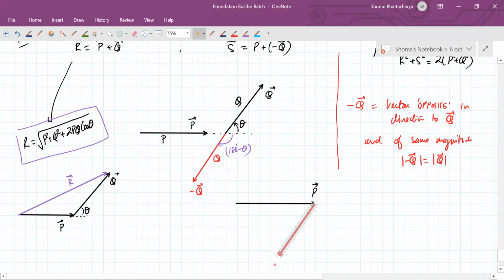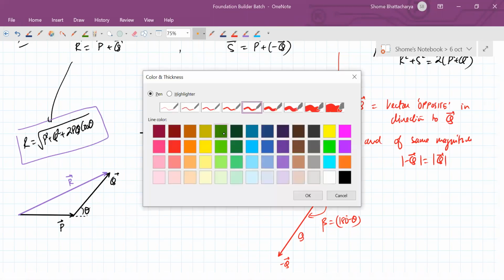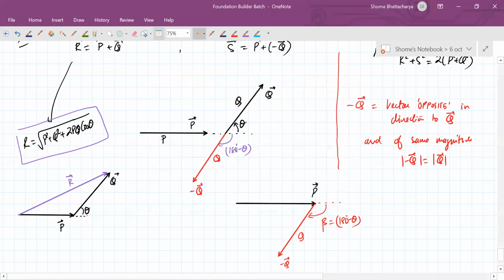That will be a vector of magnitude Q, but such that the angle it is making is, let us say, beta, where beta is 180 minus theta. Whatever that angle was, it is the complement of that. Okay, so now the resultant of these two is our vector S. So the vector S that we are looking for in this diagram is going to be this one. This is the vector S, which is the resultant of P plus of minus Q.